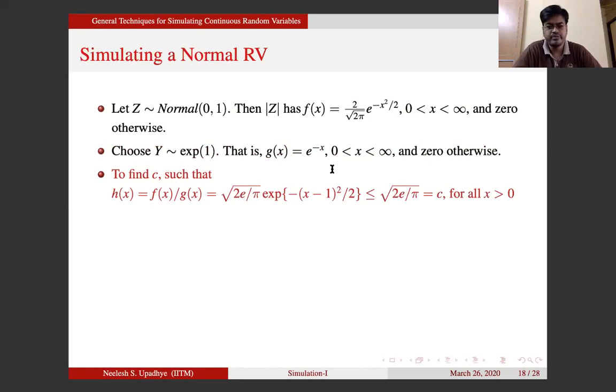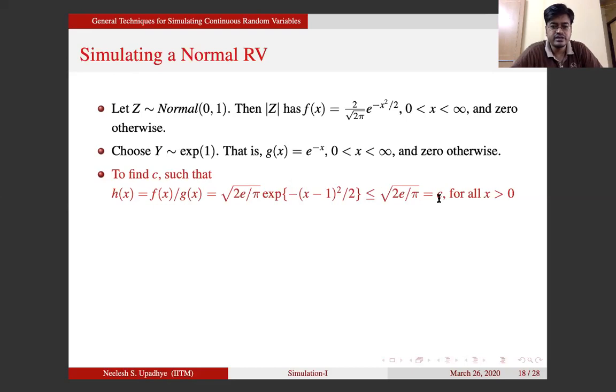root 2e/pi, because if you just substitute it here as a ratio, then you will get this particular expression. Root 2e/pi will come out as common, and you are getting e raised to something which is always less than or equal to 1. So I immediately got that f(x)/g(x) is less than or equal to root 2e/pi, which is a constant. Okay, then we are done.